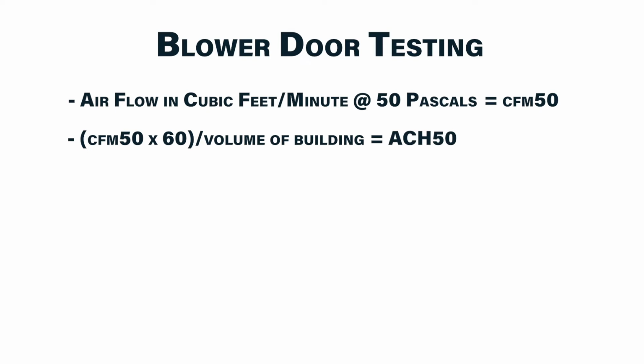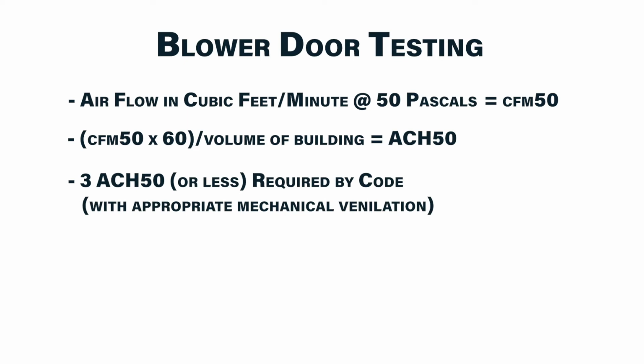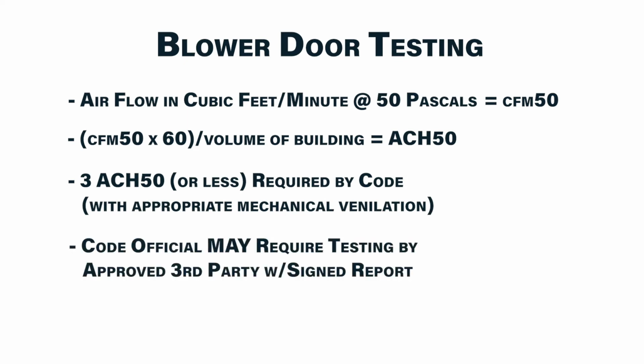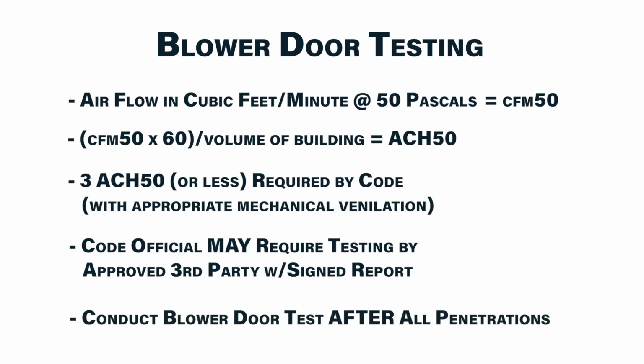That's the number of air changes per hour at 50 pascals. That's the number required by the code. If you meet or exceed the required performance of 3 ACH 50, you're good to go. If you don't, you will need to go around inside of the building and identify areas of leakage to correct and improve your ACH 50. So this is a performance test.